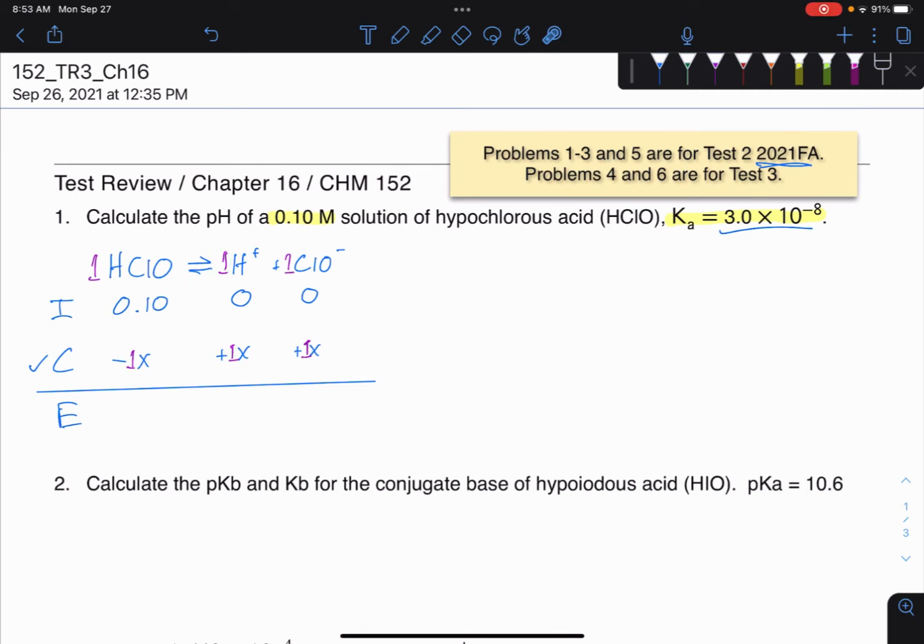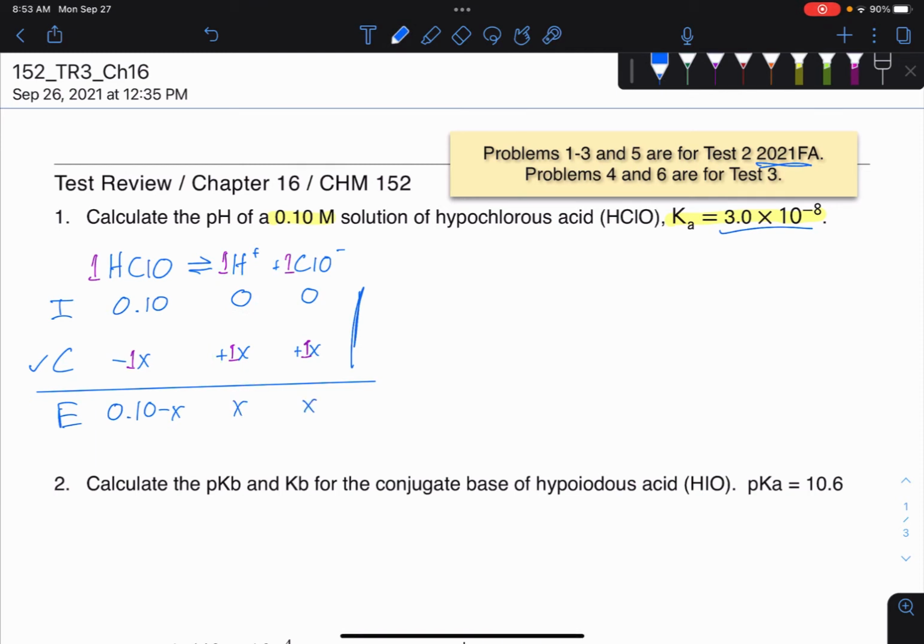All right, so I have my I and C established, and basically you're just combining I and C together. We can say 0.1 minus X gives us this new equilibrium line. Similar logic here, 0 plus X, which is X, gives us the equilibrium line for both of those.